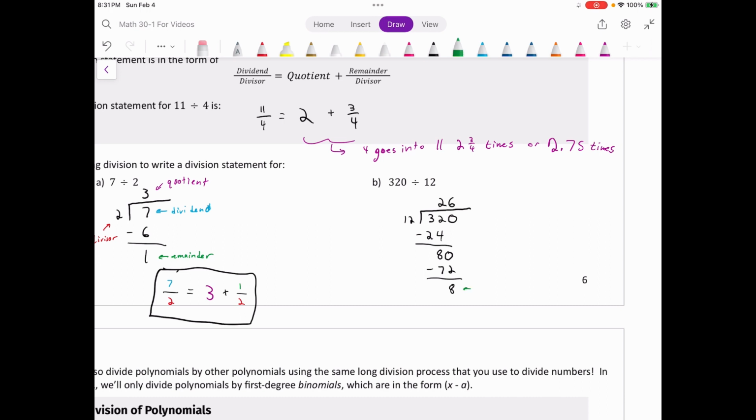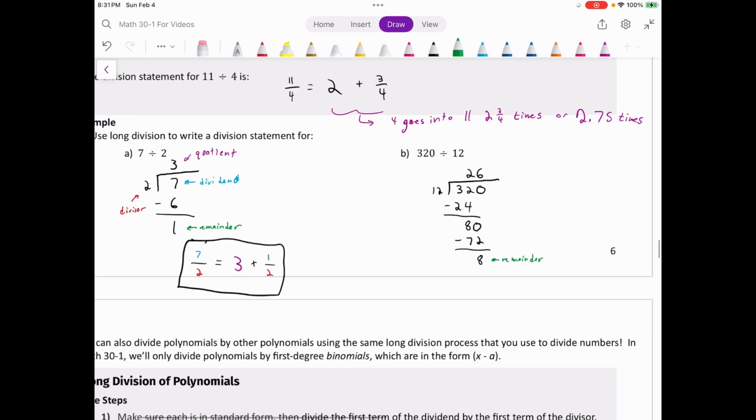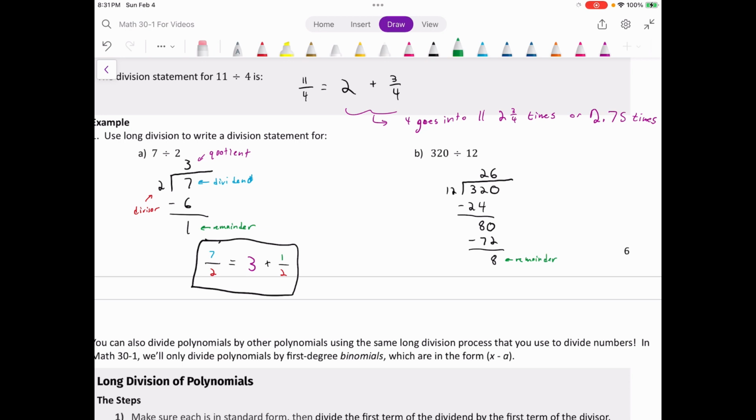8 is our remainder. So what's our division statement? Our division statement is that we tried to divide, well, we didn't try, we succeeded. We did 320 over 12, 320 divided by 12. We found that it goes into 320 26 full times. That's our quotient, 26 full times. And then we'll have 8 over 12 left, right? So we can't fit a full another 12 in, but we can fit 8/12 of it in. So plus 8 over 12.